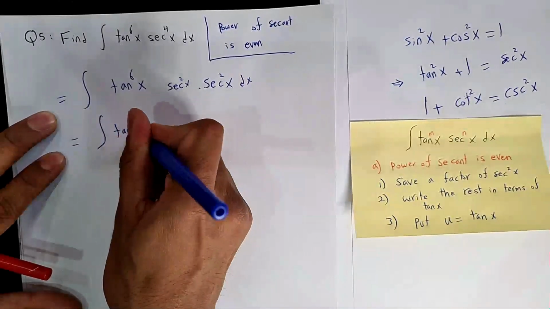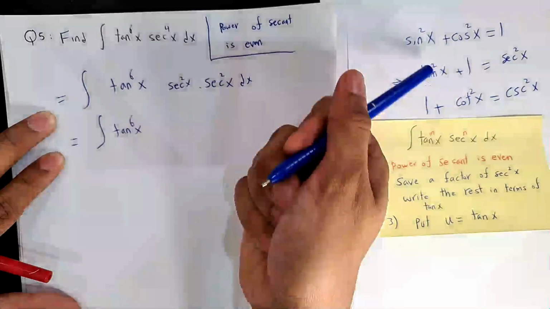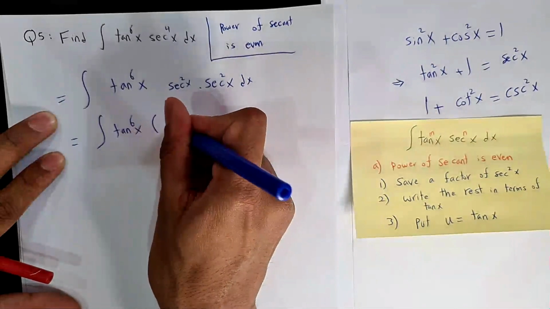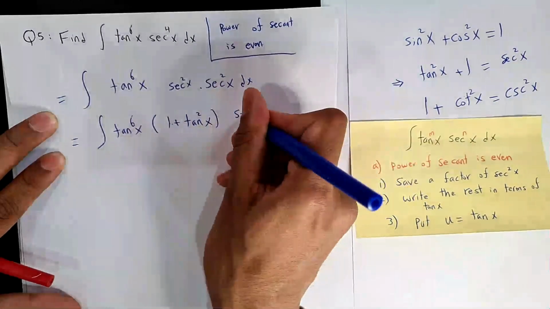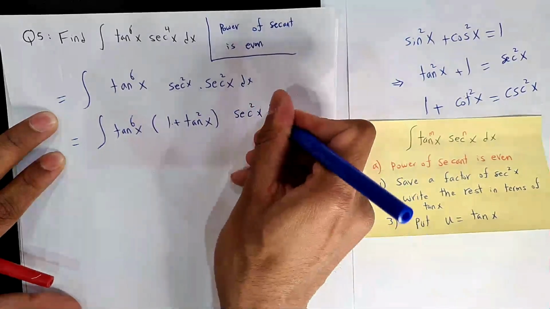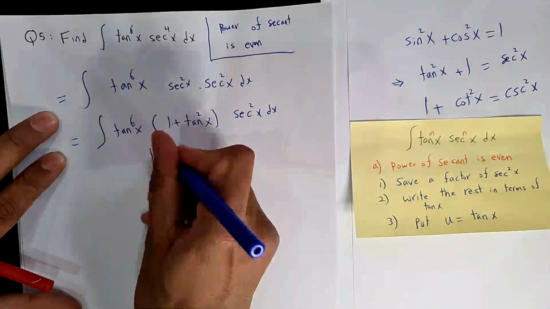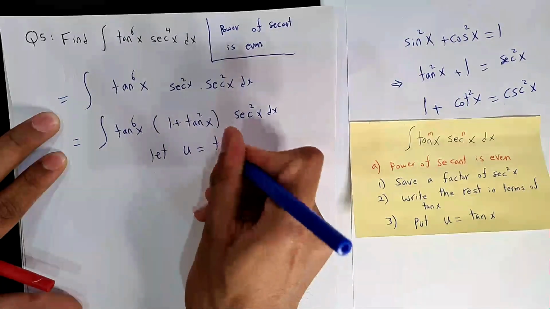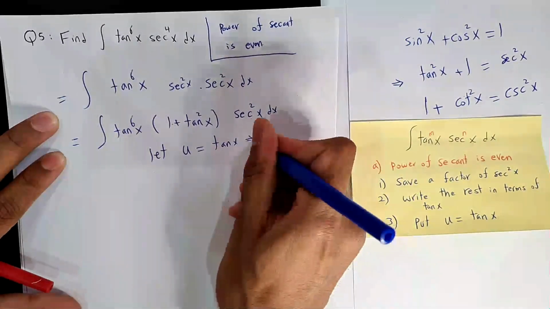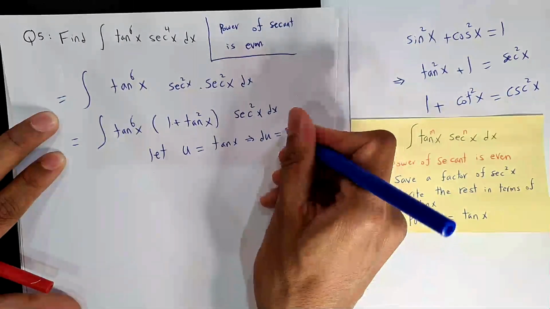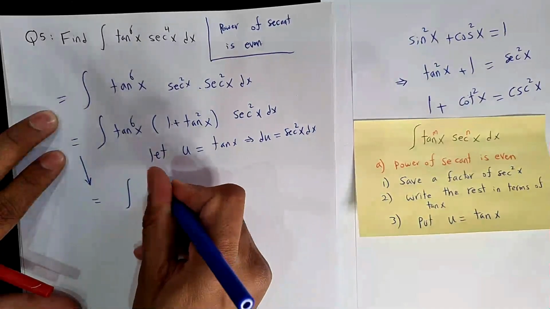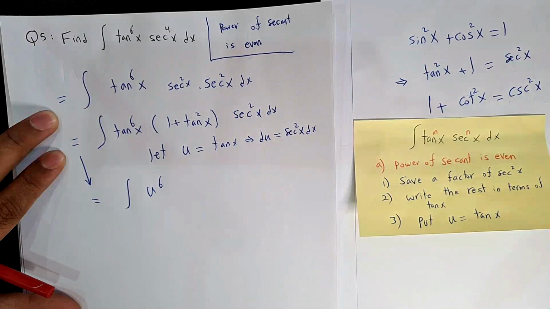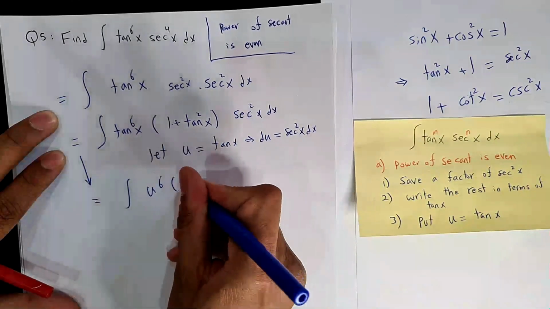Tan to the power 6 x. What is this in terms of tan? See the note over here. It will be 1 plus tan square x. And leave this as it is, secant square x dx. Now use the substitution u equal to tan x, because if you do so, you will get du to be secant square x dx. This will be u to the power 6, alright, because my u is tan, and this is 1 plus u square.